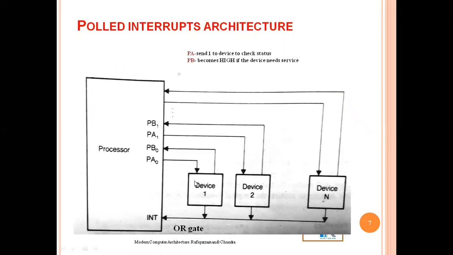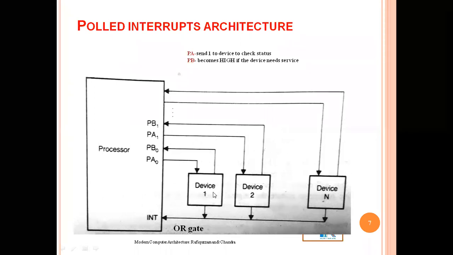What is the interrupt handler? I have already told you. The interrupt handler is the address of the service routine for device 1. Device 1 will not send the address of the particular program. The address will be generated from a special type of program, that means the general program which is written in the processor. So this is called a non-vectored type.